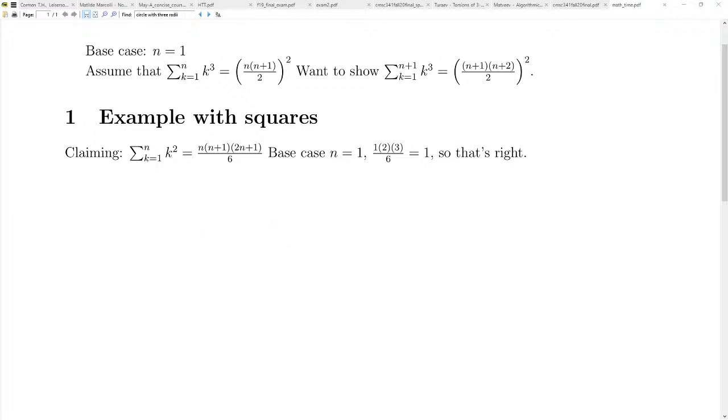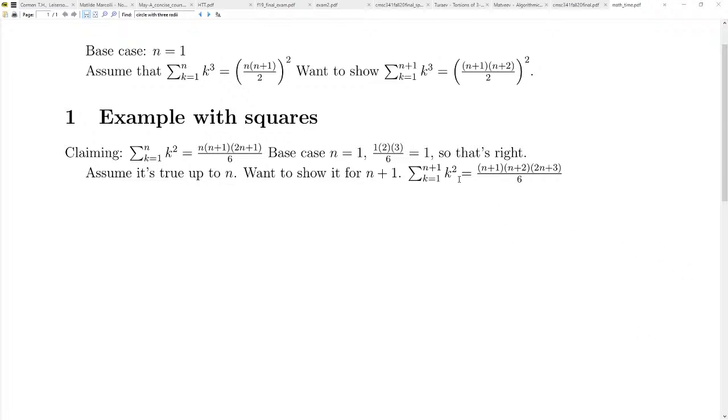So we say, assume it's true up to n, and then we want to show it for n plus 1. And of course, we have to look at what the formula for n plus 1 looks like. It's going to be n plus 1 times n plus 2 times 2n plus 3 divided by 6. And that one is actually a bit complicated, right?